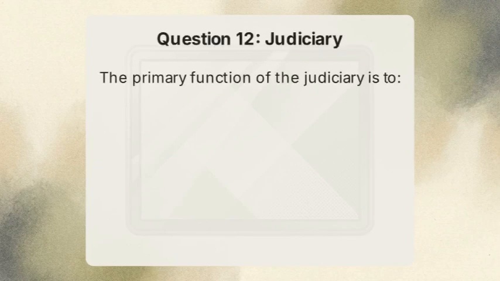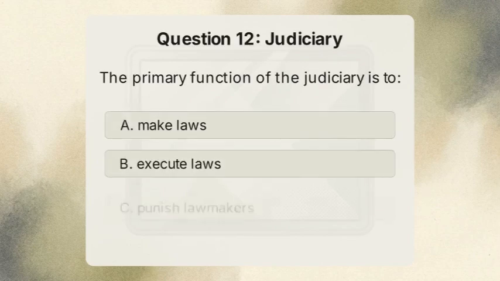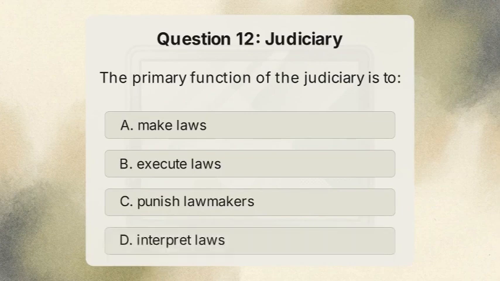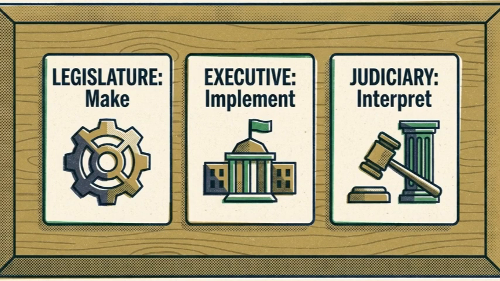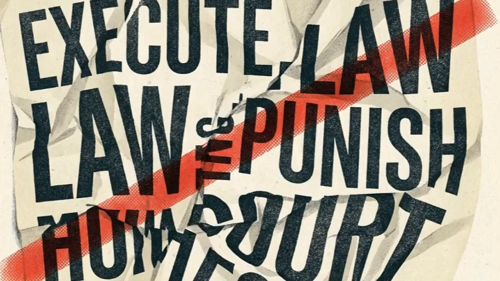Let's apply this past exam question. The primary function of the judiciary is to: A. Make laws, B. Execute laws, C. Punish lawmakers, D. Interpret laws. Option B is incorrect. Execution means executive implementation. The correct answer is D. The judiciary interprets the law. Success in this section of the exam relies on knowing the precise definition assigned to each organ of government, rather than choosing an answer based on casual word associations.